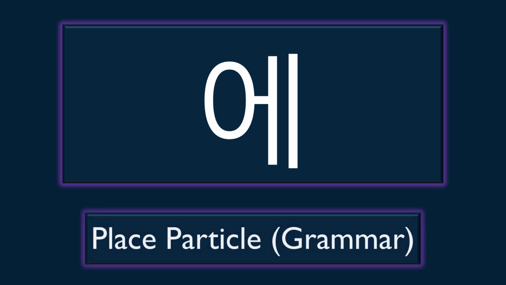Let's take a look at this word. This is read as e. This is a grammar which is used to indicate the place that is the subject's location or destination. One more time. E.